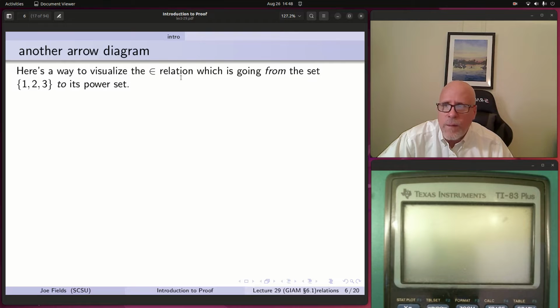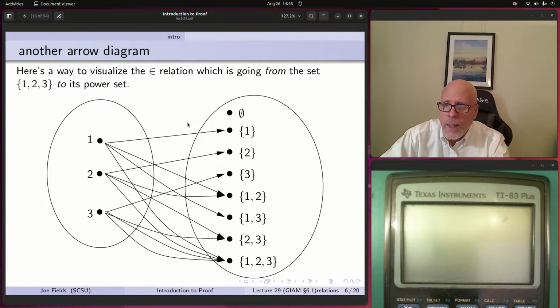Let's talk about visualizing the element relation. It is an element of relation which goes from the set {1, 2, 3} to the power set of {1, 2, 3}. Looks like that. And there's a lot you can see from this too. A couple of things are interesting here, I think.